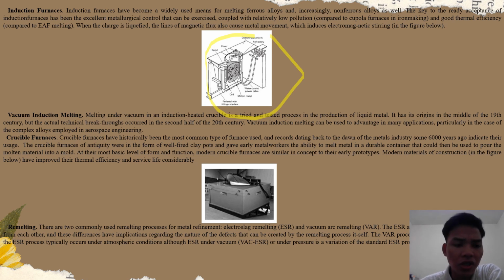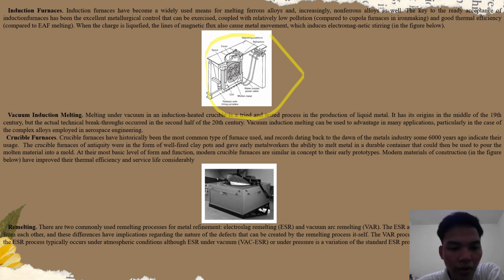Crucible furnace. Crucible furnaces have historically been the most common type of furnace used, and records dating back to the dawn of the metals industry some 6,000 years ago indicate their use.